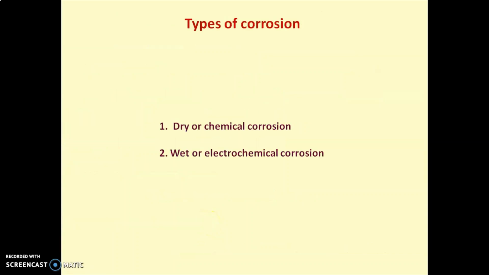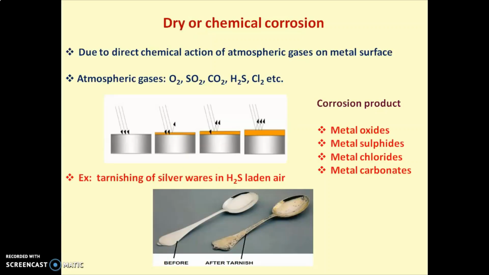Types of corrosion. Primarily, there are two types. One is dry or chemical corrosion, another is wet or electrochemical corrosion. What is dry or chemical corrosion? As the name suggests, dry means it happens in the absence of water or aqueous medium. Why chemical? It means a chemical reaction takes place. That's why it is dry corrosion or chemical corrosion. So what is it exactly? It is due to the direct chemical action of atmospheric gases on the metal surface.